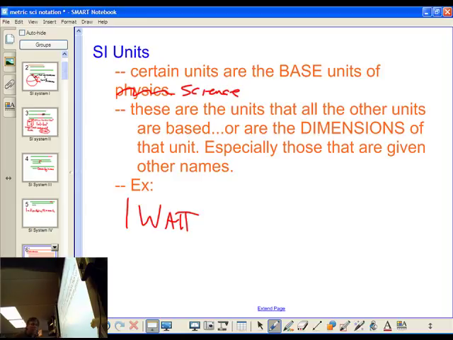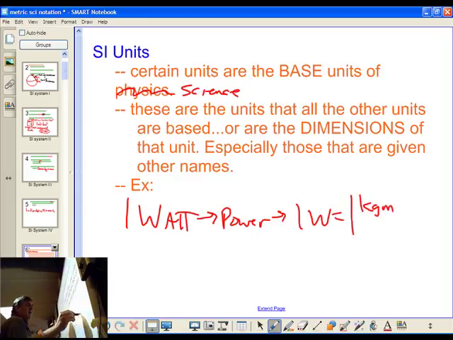I'll give you a watt. When you go to the store and buy a light bulb, a watt is a measure of power. When we say 1 watt, what we're really saying is 1 kilogram meter squared per second cubed. That's really what a watt is, if you did the calculations. So this is why mass, distance, time, and things like that always have to be in the right units.